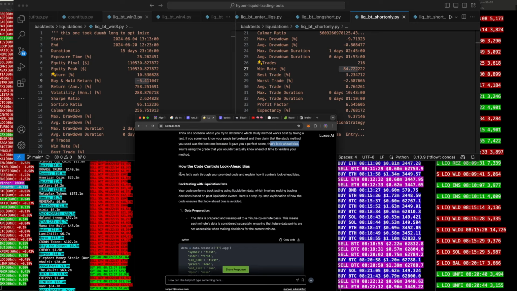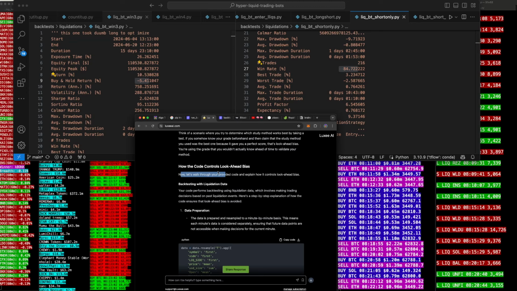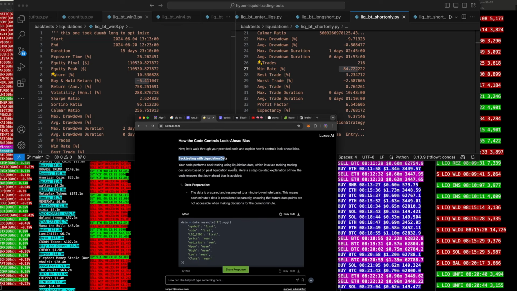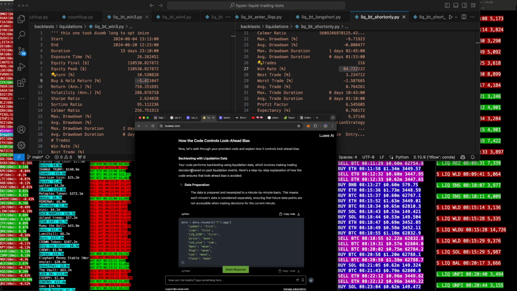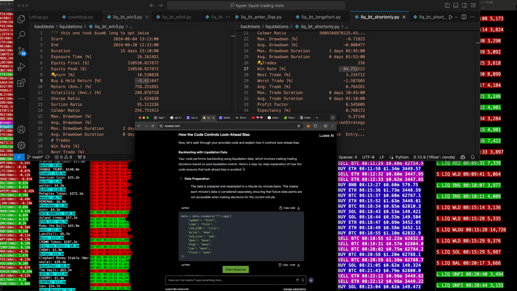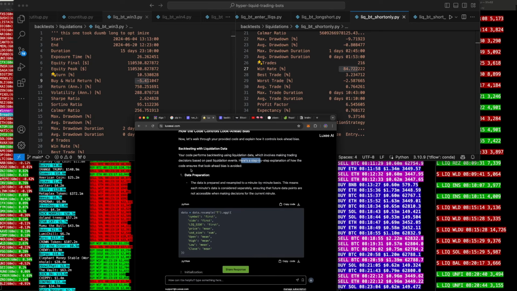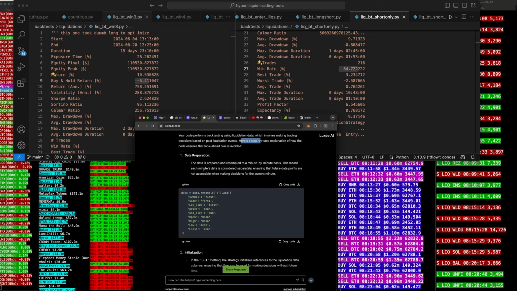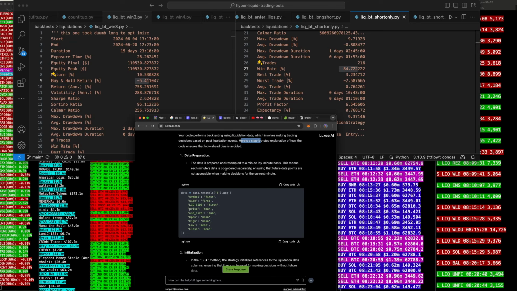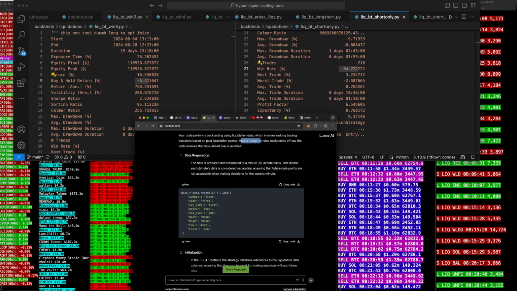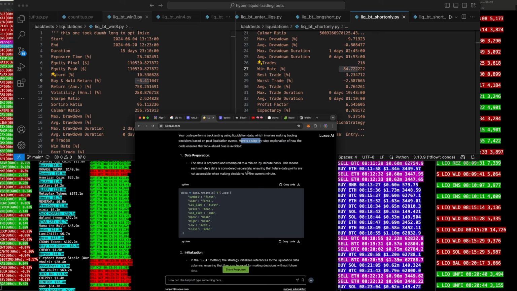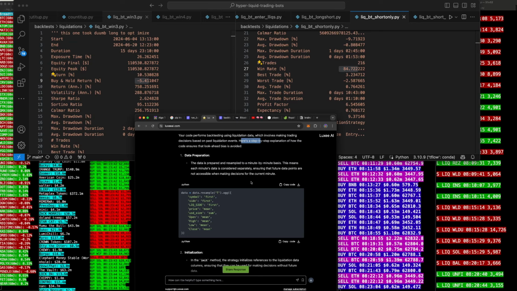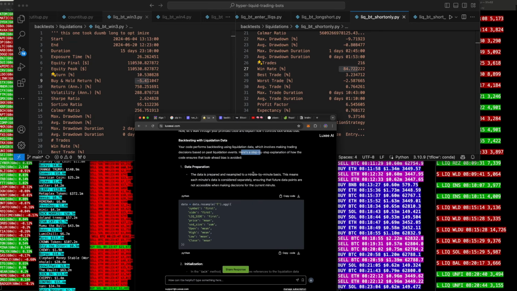How the code controls look-ahead bias. Now let's walk through your provided code and explain how it controls look-ahead bias. Backtesting with liquidation data. Your code performs backtesting using liquidation data, which involves making trading decisions based on past liquidation events. Here's a step-by-step explanation of how the code ensures that look-ahead bias is avoided. Data preparation. The data is prepared and resampled to a minute-by-minute basis. This means each minute's data is considered separately, ensuring that future data points are not accessible when making decisions for the current minute. So it's not looking at any future data.